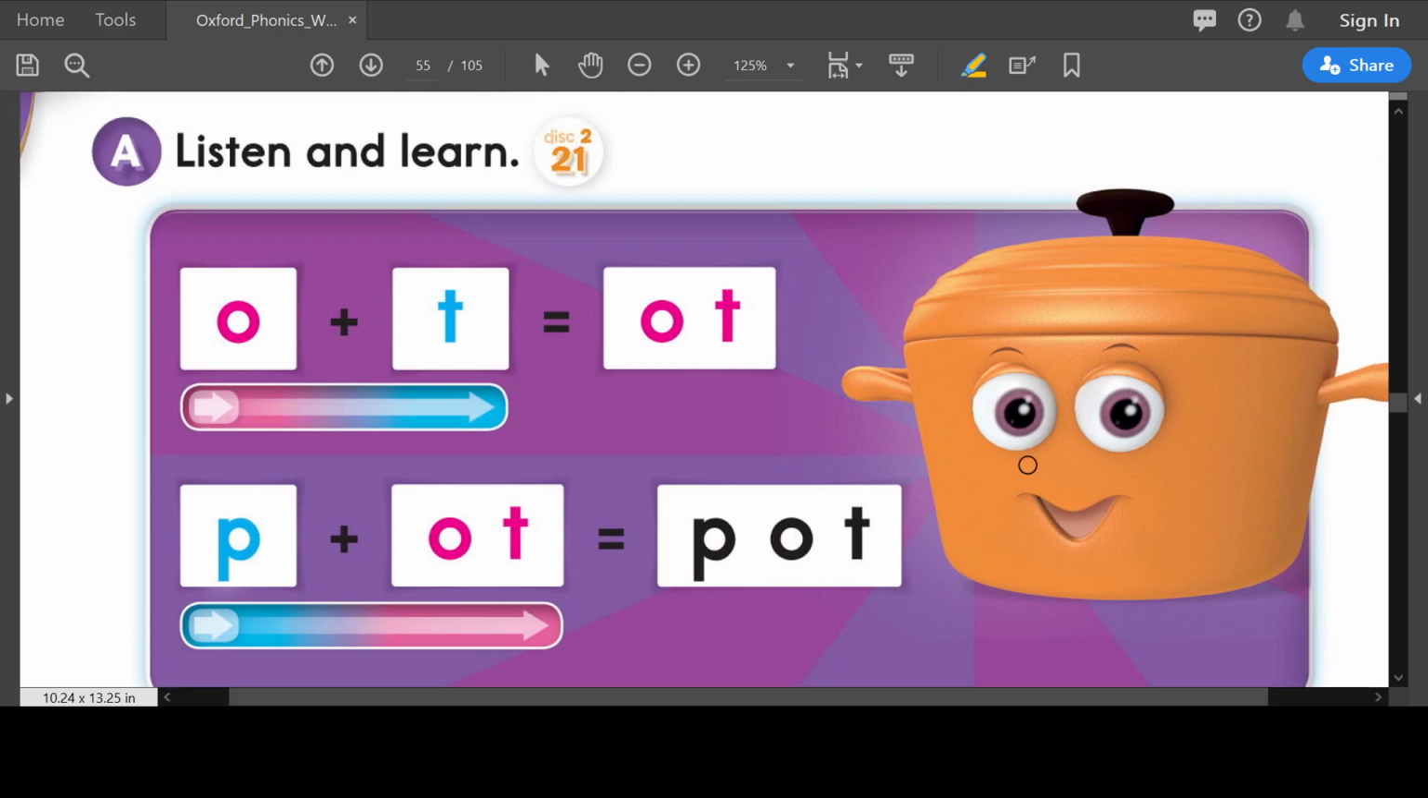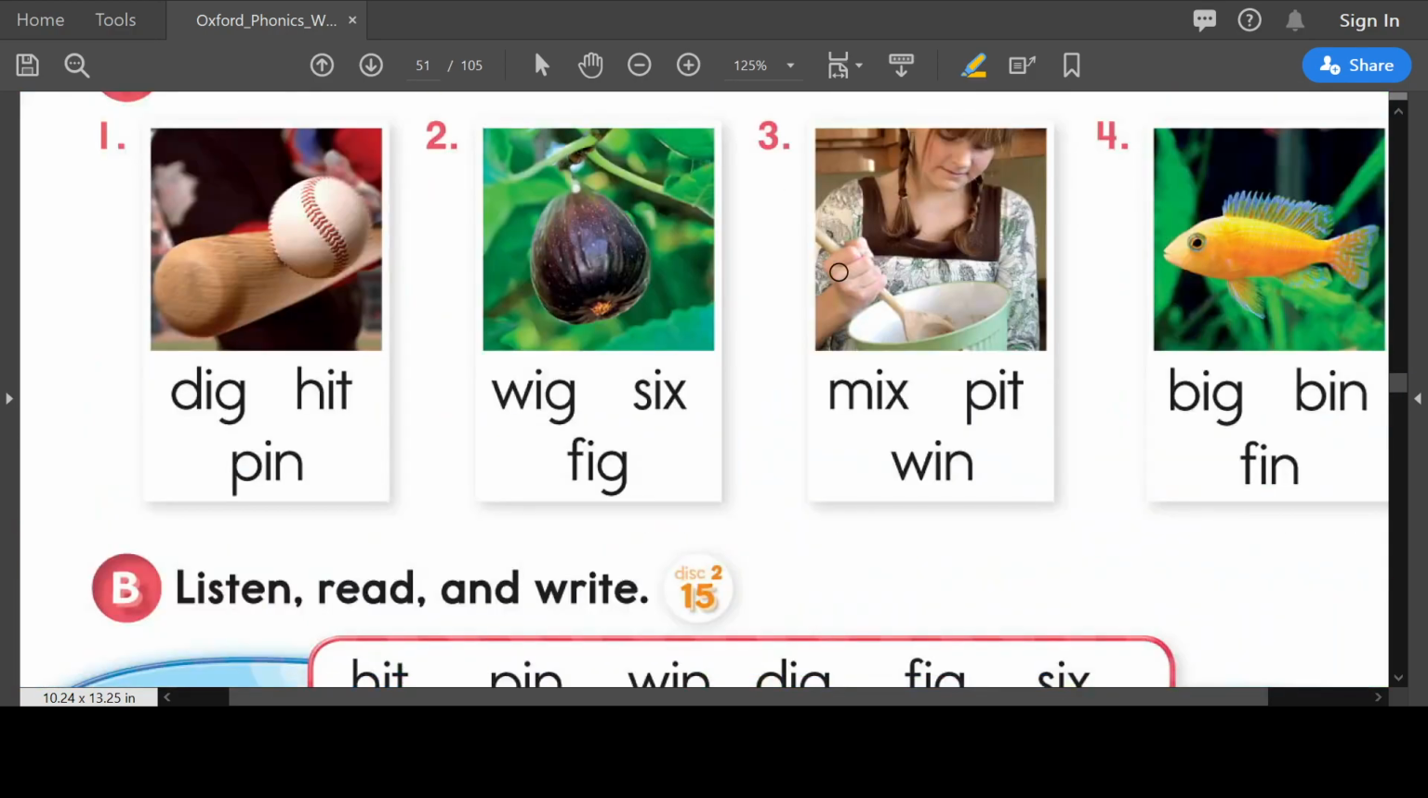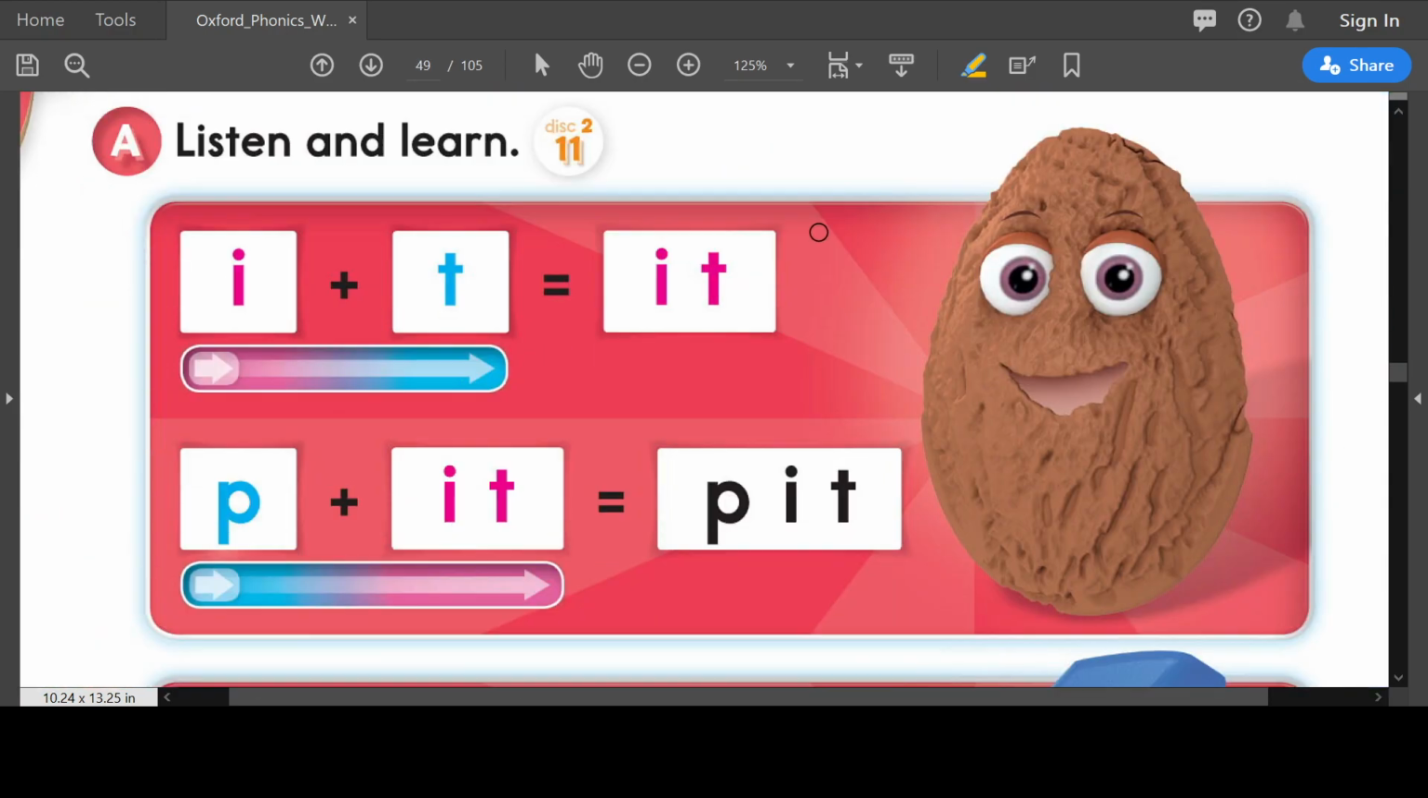Next, Cho. Ot, ot, ot. P, p, p. Ot, ot, ot. Pot, pot, pot. Good, well done, thank you. What else? Next, that was all. Okay, this one is good.